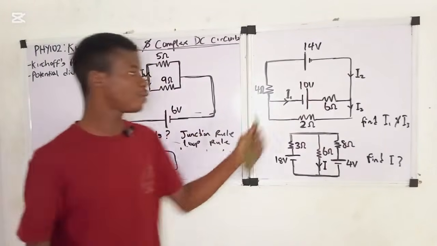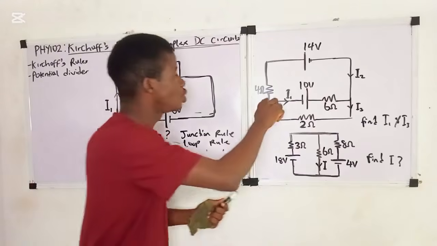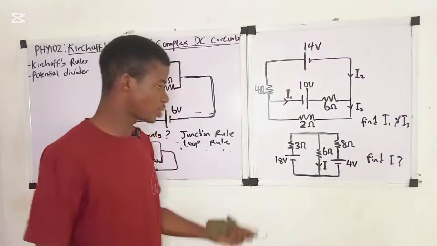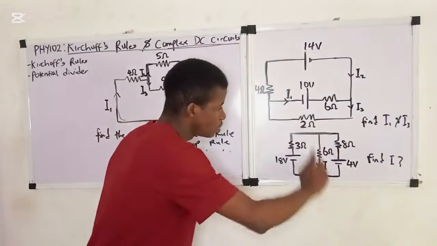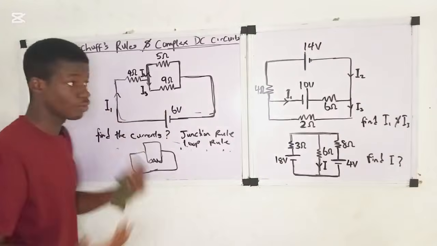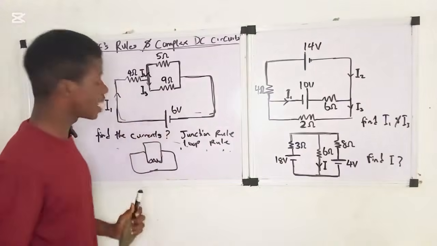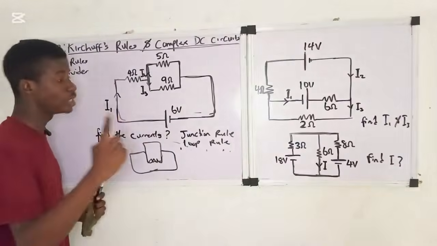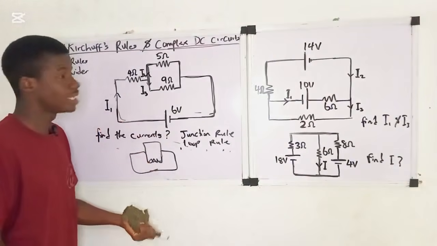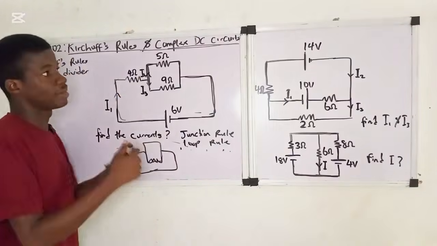If you look at this one on the board, there are also two loops. This is one, this is another one. Same goes for this one, there are also two loops. This is one loop, this is another loop. So at first, know the number of loops in the circuit. Then the next thing you need to do is assign a direction to the loop. The direction can be clockwise or anti-clockwise.